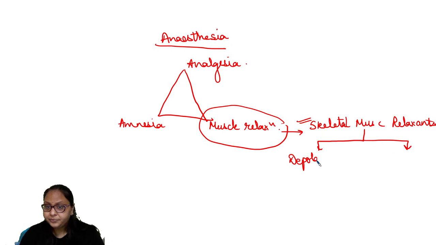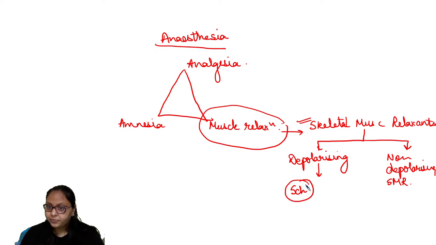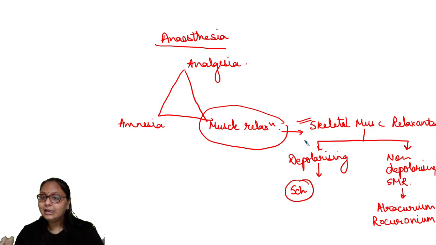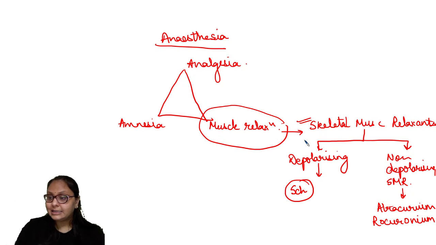These are depolarizing type and non-depolarizing skeletal muscle relaxants. Depolarizing skeletal muscle relaxant ka example hai succinylcholine. And non-depolarizing skeletal muscle relaxants are atracurium, cisatracurium, rocuronium. These are all examples of non-depolarizing muscle relaxants. Now, we will study how these depolarizing and non-depolarizing muscle relaxants work and how do they relax these muscles. Is it clear?